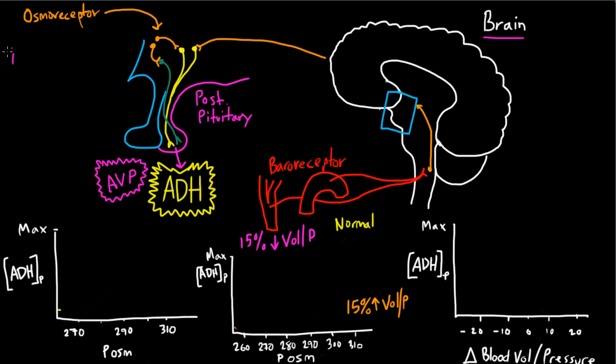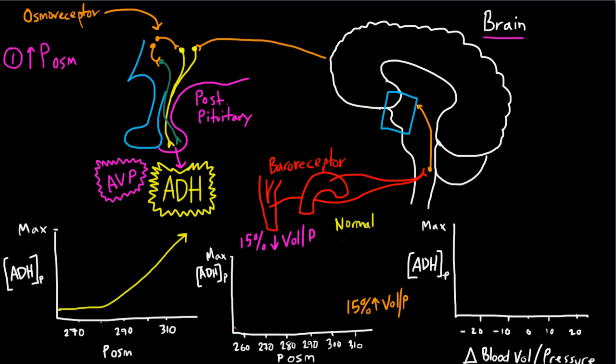One is an elevated plasma osmolality. And remember, this has to be effective solute. Mainly what we're talking about is sodium. There are osmoreceptors here in the hypothalamus, and these have inputs directly to the neurons that secrete ADH. And as you can see below, as the plasma osm increases, antidiuretic hormone, which is here on the y-axis, increases in a linear fashion. And that's due to these osmoreceptors that are sitting here.